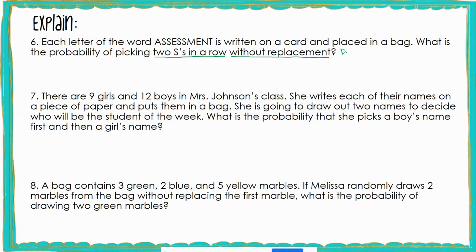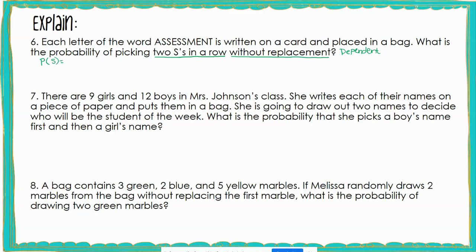We know that this is a dependent event because if we take one of the S's out of the bag, then that is going to change the number of outcomes. So when we do this, we have to be very careful for our probability. So let's look at the probability of the first S.